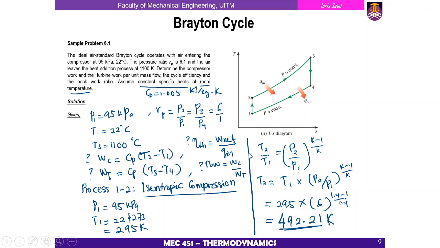So using this equation, we can determine the temperature at point 2. Using the formula, and assuming this is isentropic compression, we know that the temperature at point 2 is 482.21 Kelvin. Before I forget, k is assumed to be 1.4 because it is isentropic.